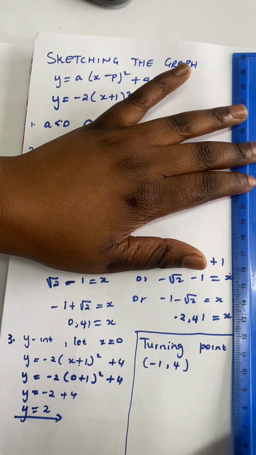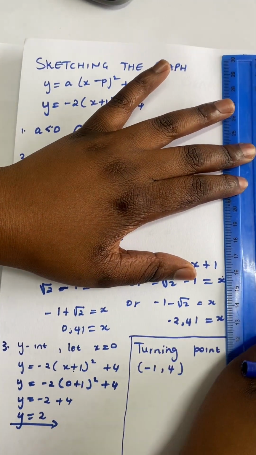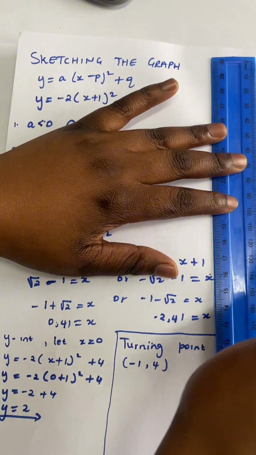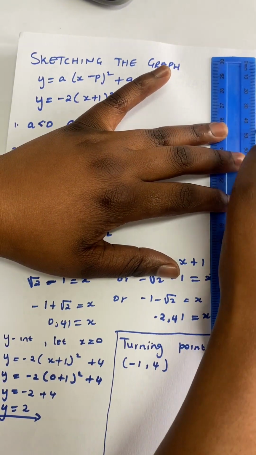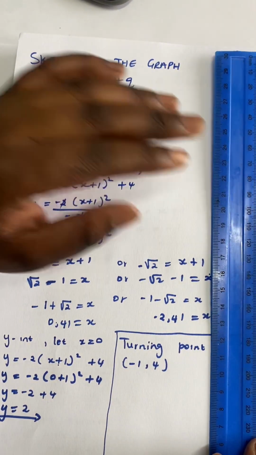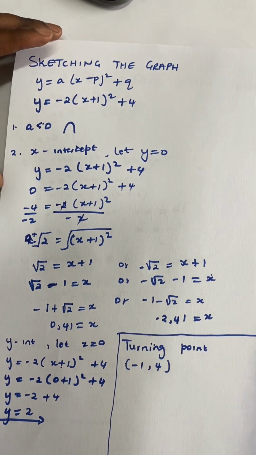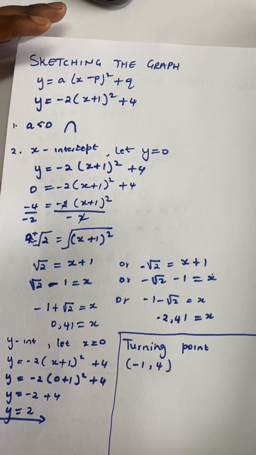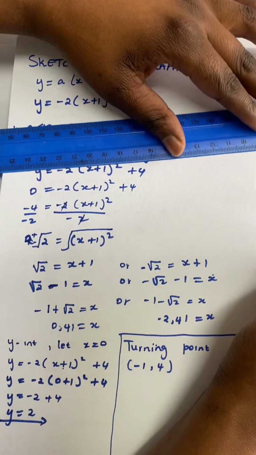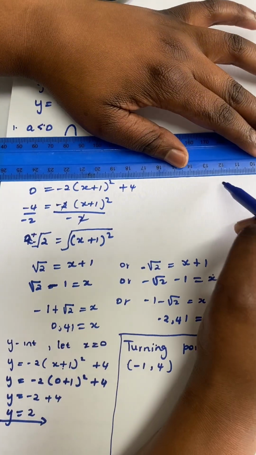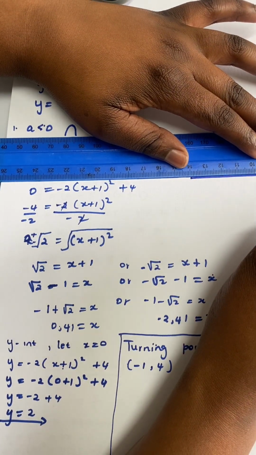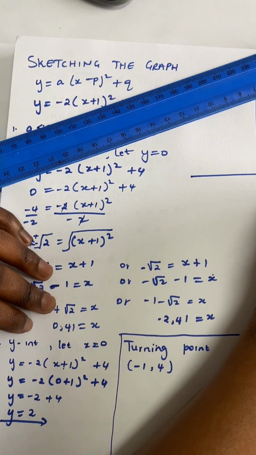Now you can sketch your graph. I'm choosing to sketch it here because everything is here, but I have a small paper. Remember, I said that when you're sketching the graph, always make sure that it's as accurate as possible.